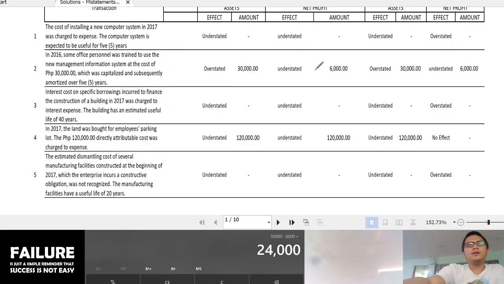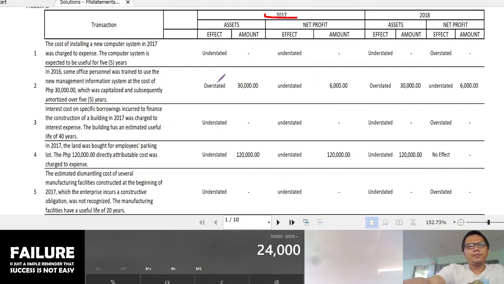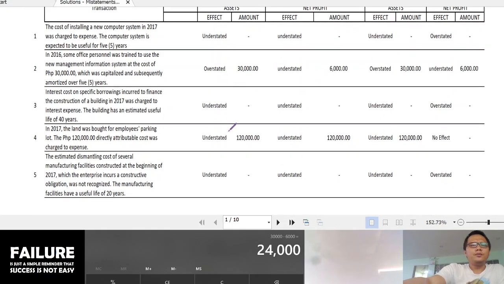So the point is, in 2017, the effect on asset is obviously understated. By how much? 120,000. Sa net profit, obviously, it is also understatement. We have a net income which is understated because, again, this 120,000 should not be an expense. It should be capitalizable. So, understated tayo by 120,000. Diba?